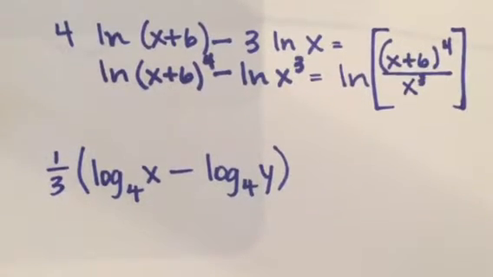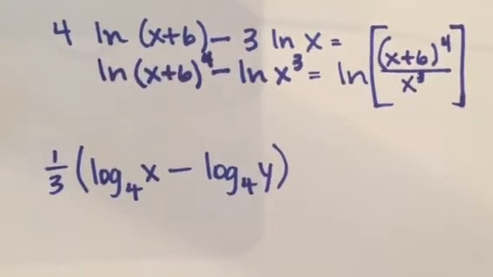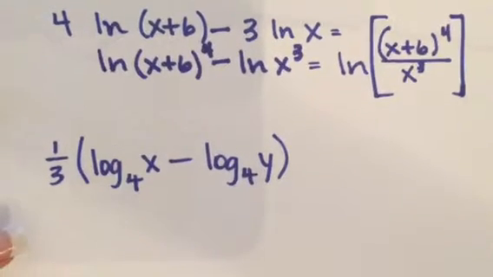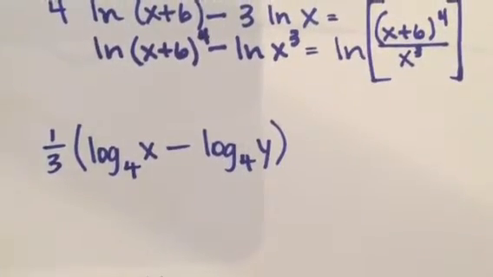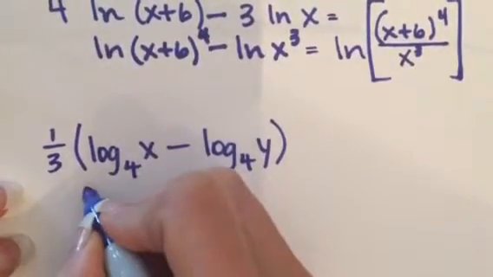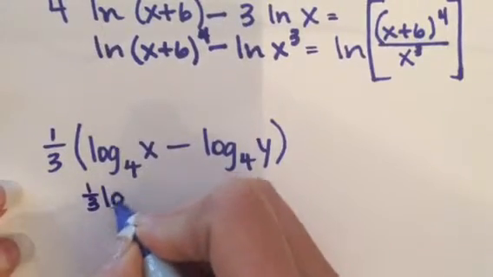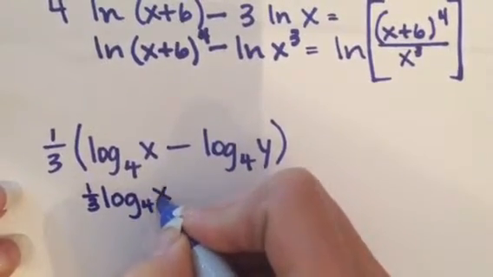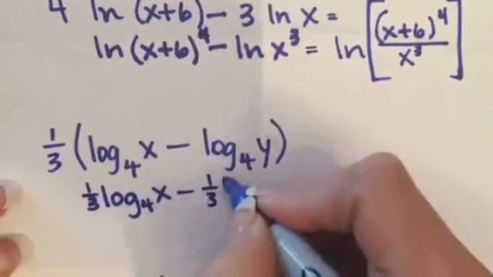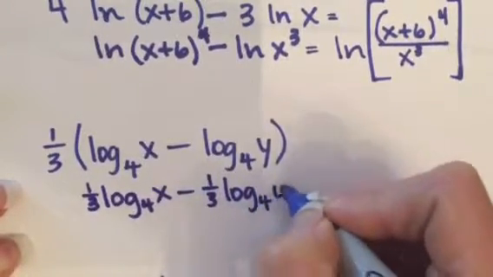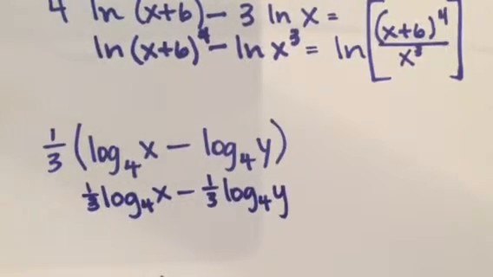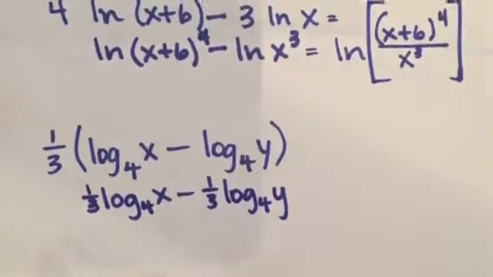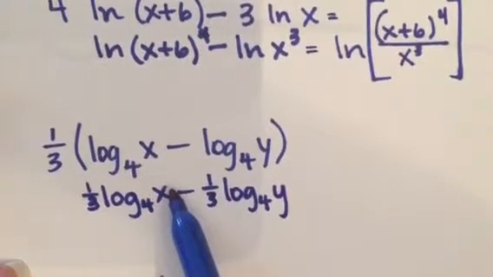And this one we have some fractions with. We can, should we choose to, distribute that 1/3 through, and I think for many of you that would be a good first step in this example. So let's go ahead and do that. Let's distribute that 1/3 to both logarithms. 1/3 times the log base 4 of x minus 1/3 times the log base 4 of y. All right. So as we did before, we can pull this 1/3 and use it as a power.